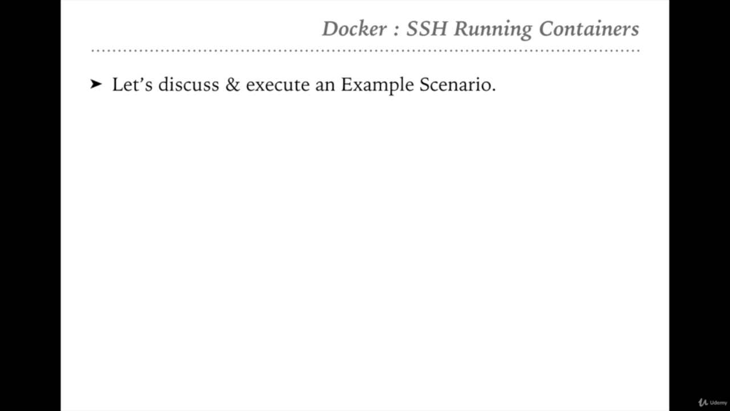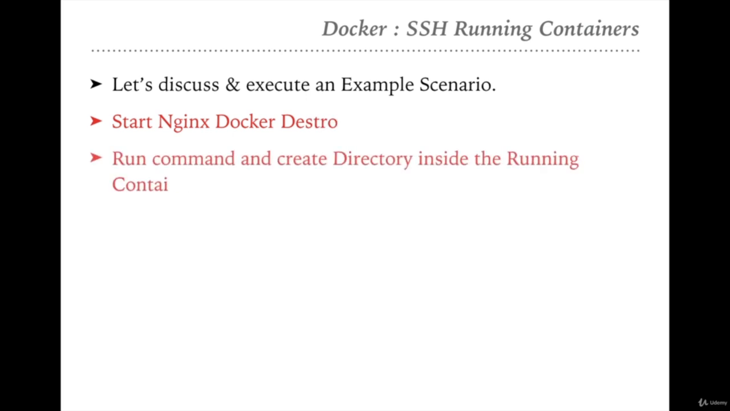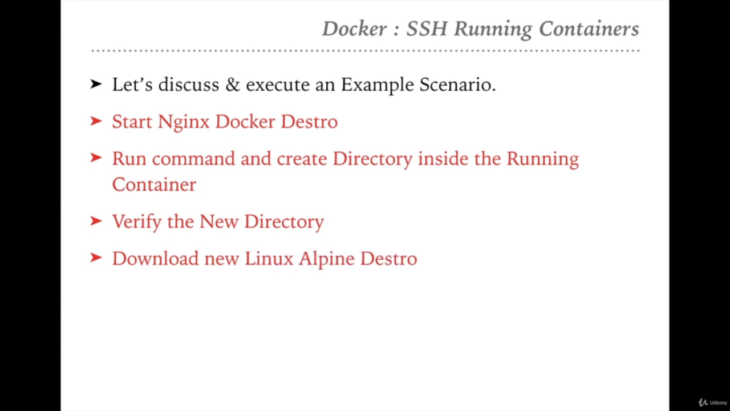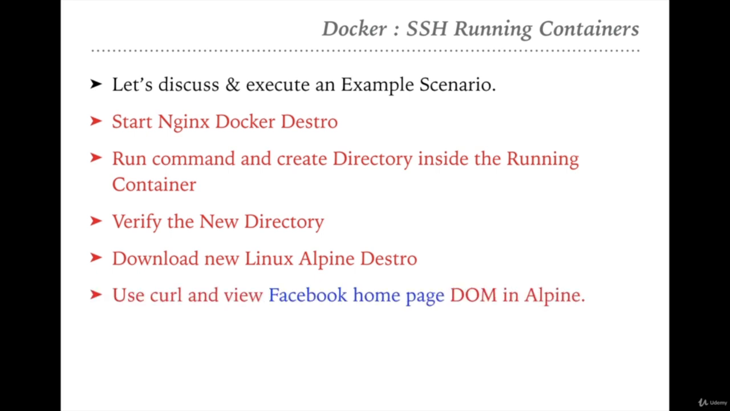In this particular example, we are going to follow these steps. First, we will start an nginx, then we will run commands to create a directory inside the running container, right? After this, we will verify the new directory which we have created inside my running nginx container. After this, we will download a new Linux Alpine distro on my Docker. Alpine is a very small Linux distro which is available on the Docker central repository. After this, we will use a curl command to view the Facebook homepage DOM on Alpine, right? So these are the things we are going to execute on Docker.